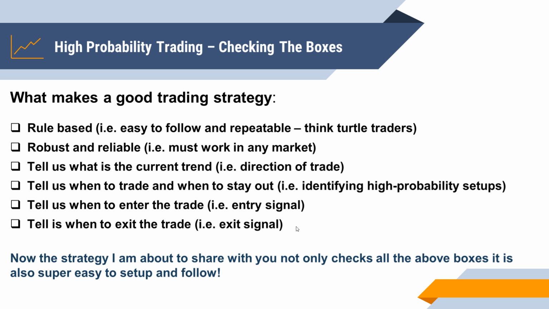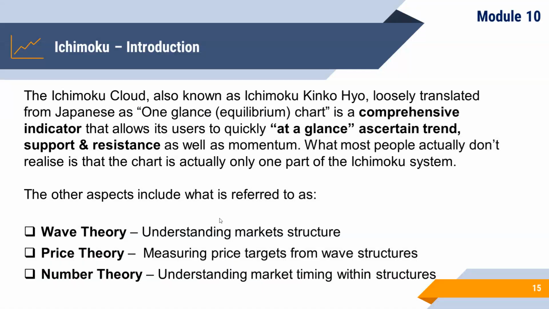So you'd usually look for a clear rule-based entry signal to follow when entering into a trade. Then you must also, and just as importantly, and sometimes even more importantly, know when to exit your trade. In other words, when is a trade turning against you, or when is a good place to take profit. That would be your exit signal, or when to close your active trade. The strategy that I'm about to share with you will not only check all of these boxes, but it's also super easy to set up and follow, as I will soon show you.